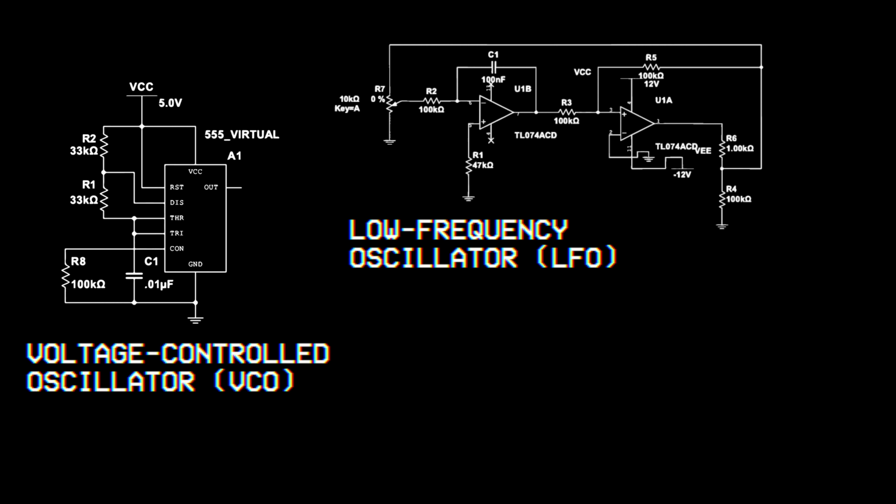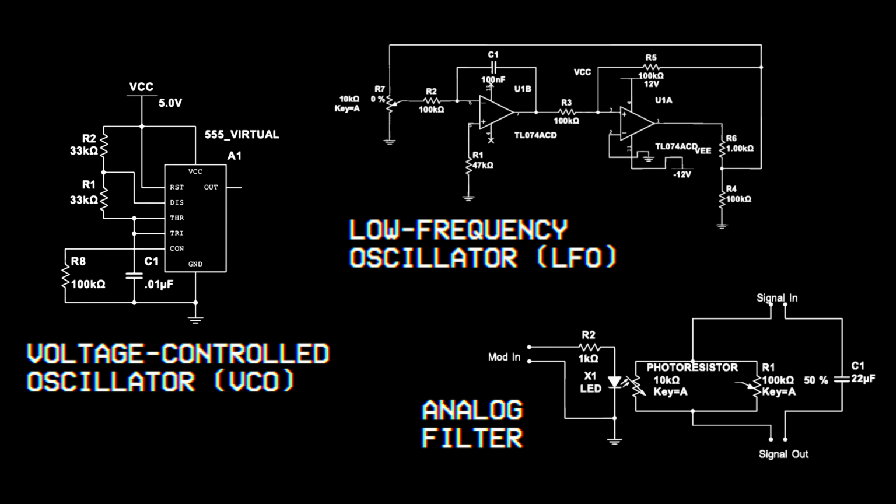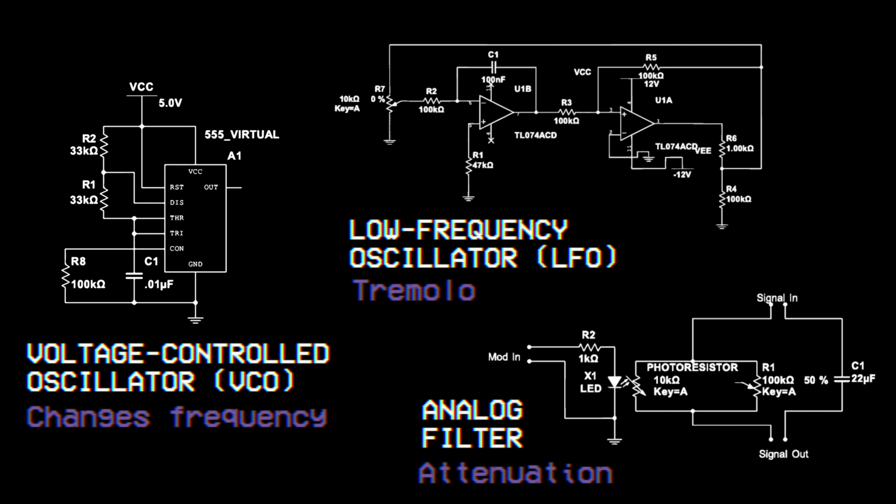We decided to start with the analog synthesizer, which has three main components: the voltage-controlled oscillator, or VCO, the low-frequency oscillator, or LFO, and the analog filter. The VCO is an oscillator that changes in frequency depending on the voltage input. The LFO adds tremolo to a circuit, and the filter attenuates certain frequencies, altering the sound.